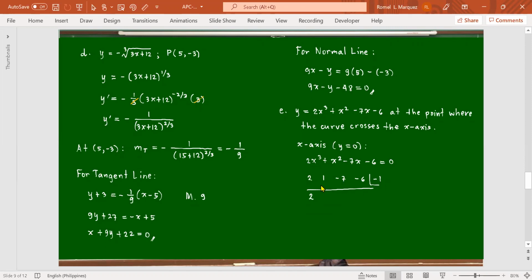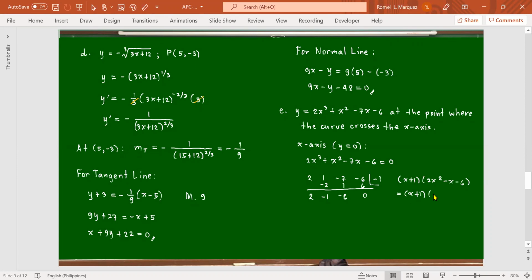Bring down 2. Multiply by negative 1, so negative 2. Add. Multiply by negative 1. Add. Negative 6. Multiply by negative 1, 6. So this is 0. Okay? So what are the factors of the left side? X plus 1. If negative 1 will make the left side 0, it means negative 1 is the root. One of the factors is x plus 1. The other factor is 2x squared minus x minus 6. I think this is still factorable.